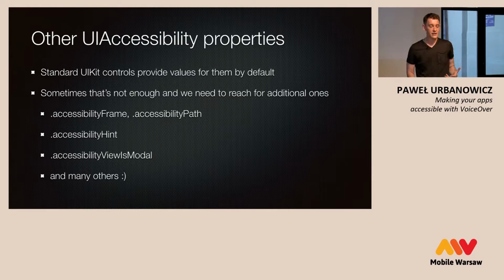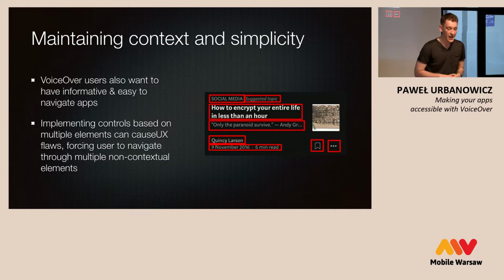So when it comes to the accessibility protocol, just deep dive into it and see what's already in there. But what we want to improve is actually the experience, and we need to think about context and simplicity. This example, one cell, is coming from the Medium app. We can identify at least 8 controls which can be exposed to VoiceOver.